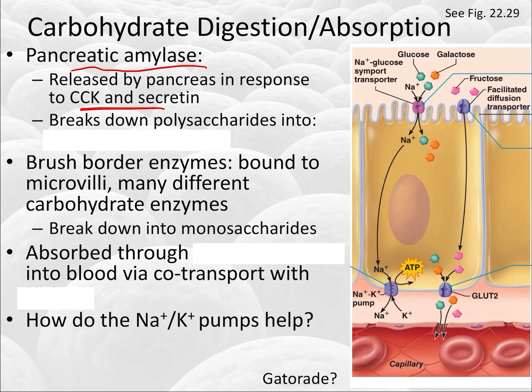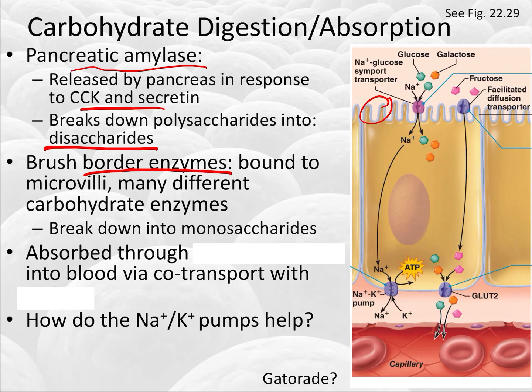So it breaks down those polysaccharides into disaccharides. Okay, those disaccharides, again, that's 2 monosaccharides together. And then finally, we get little tiny brush border enzymes that are found here in the brush border to break down those disaccharides into monosaccharides.